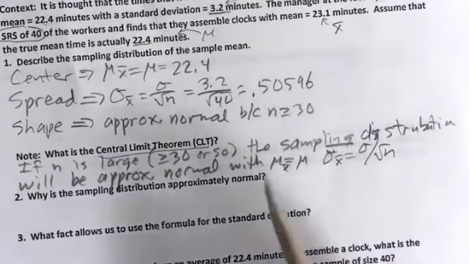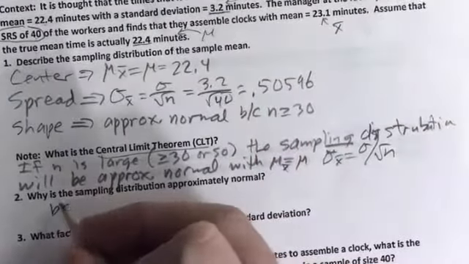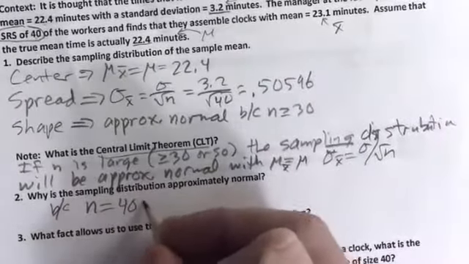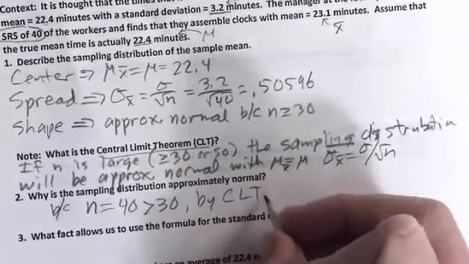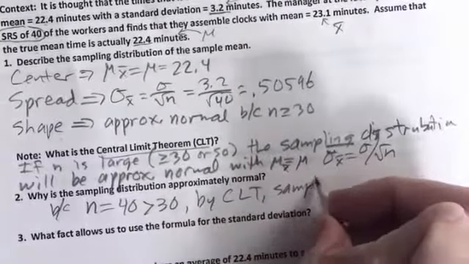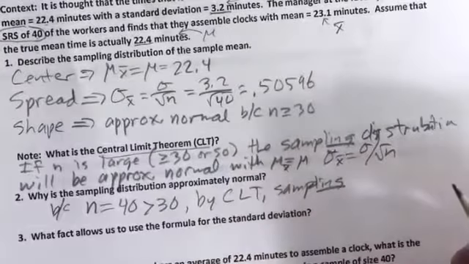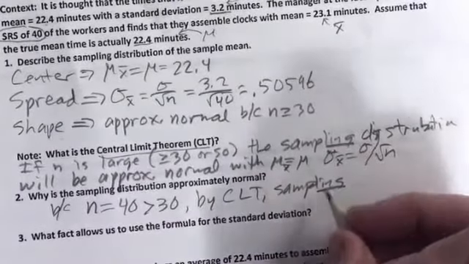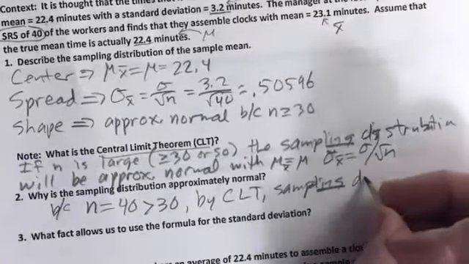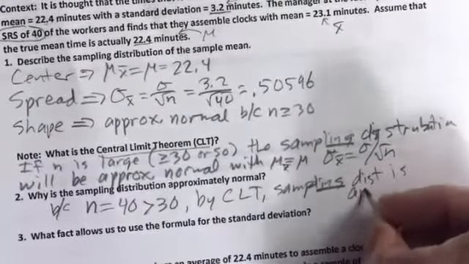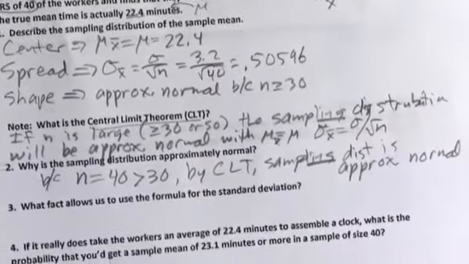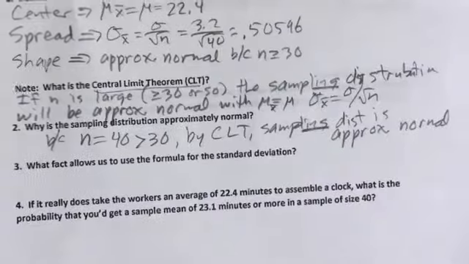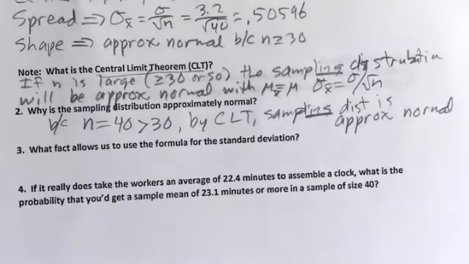So why is the sampling distribution approximately normal in this case? You would say just because our n is equal to 40, and that is greater than 30. So by the central limit theorem, the sampling distribution, please say sampling and not sample, is approximately normal. That's how we know that in this case. And thus we can use normal CDF or inverse norm or normal functions.